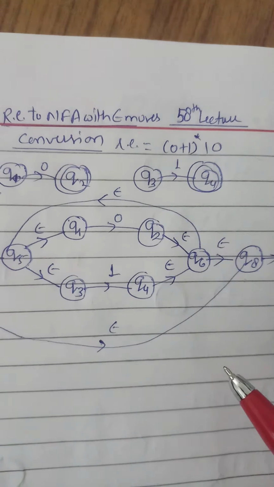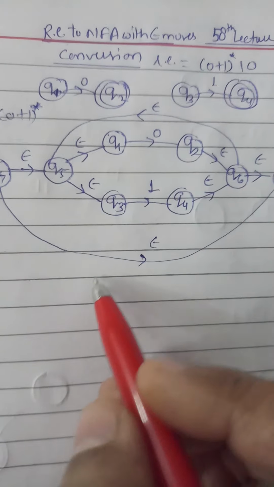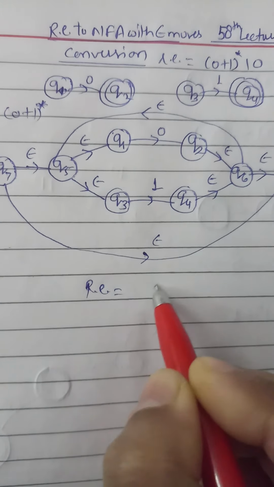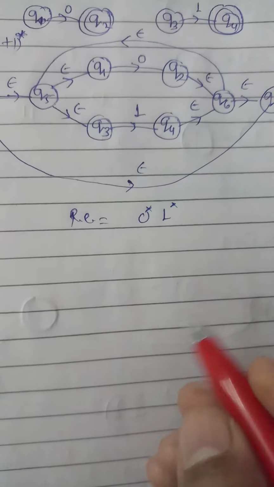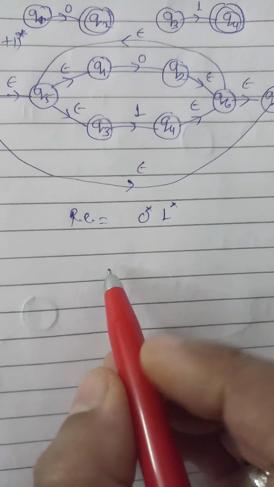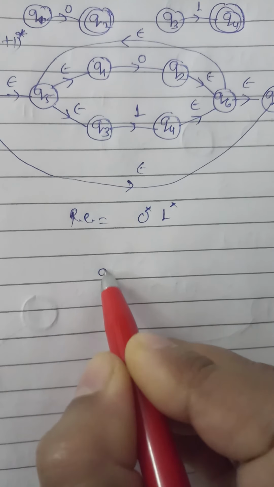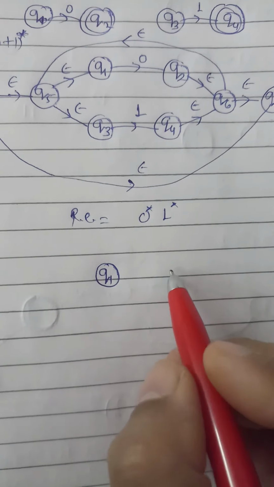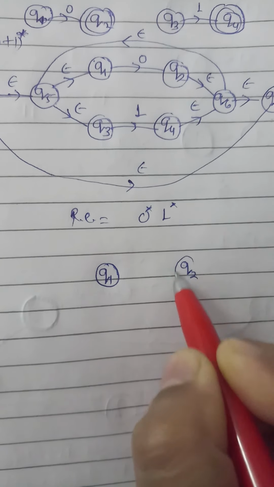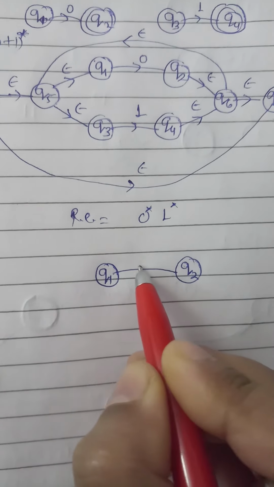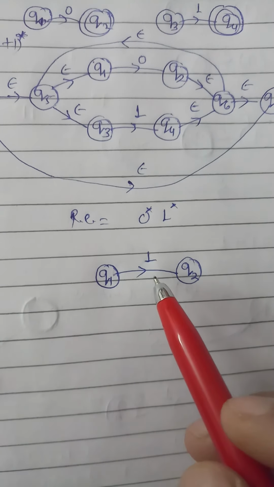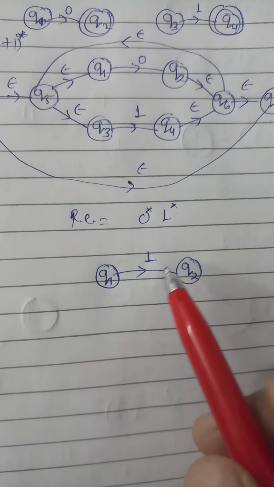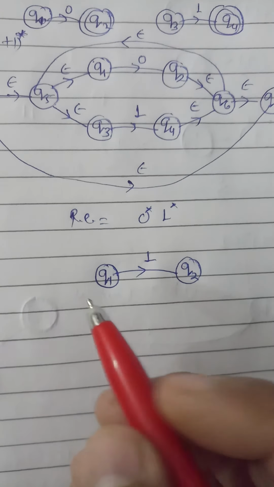Now let's take another example. Suppose we have the RE 0*1*. How will we make it? First we make for 1: Q1, Q2 with 1. Suppose we made for 1. Now we make 1 star.